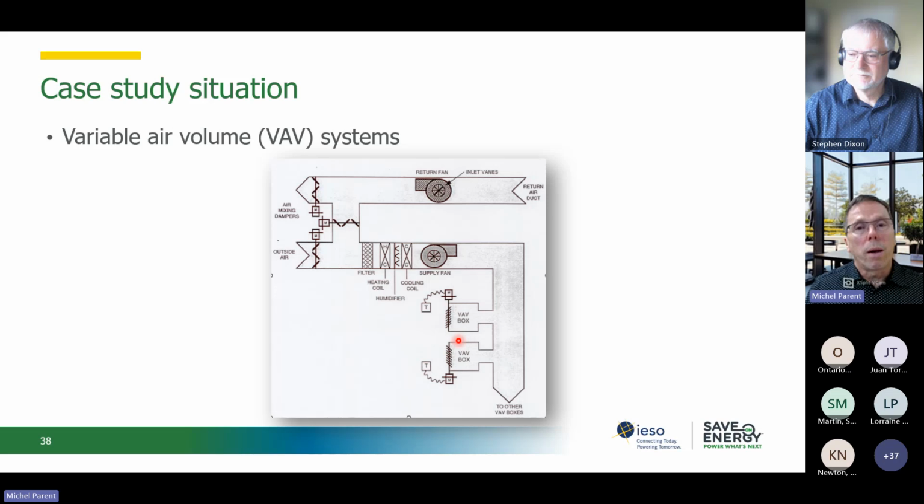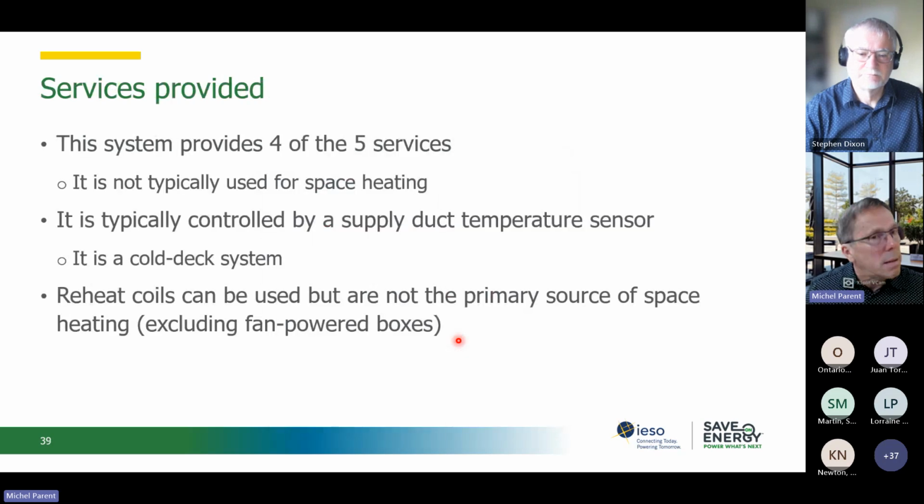So in your definition of the system, where you have to enter the flow, you will have to enter your estimate of the average flow. But it's a similar service. 4 of the 5 services are provided by this system. It is not a space heating system in most cases. It is a cold deck system. And you may have reheat coils, but it's usually not the primary source of space heating.